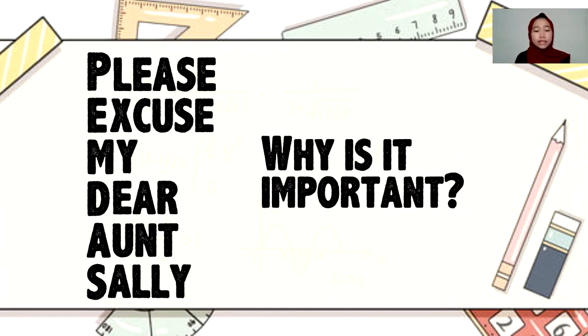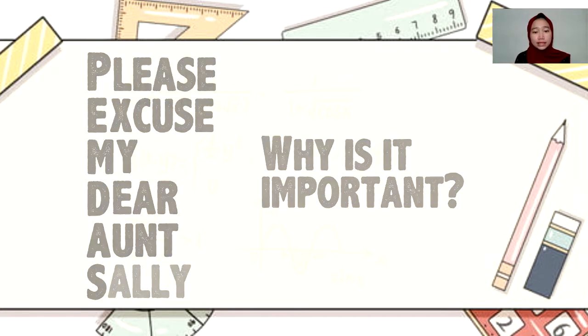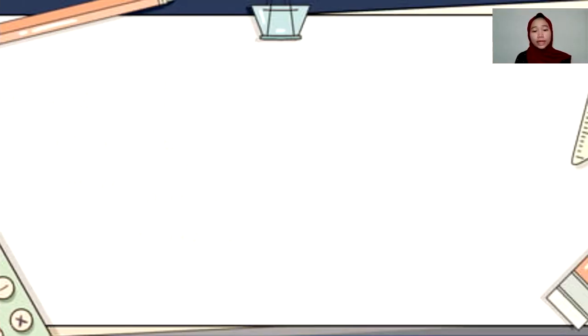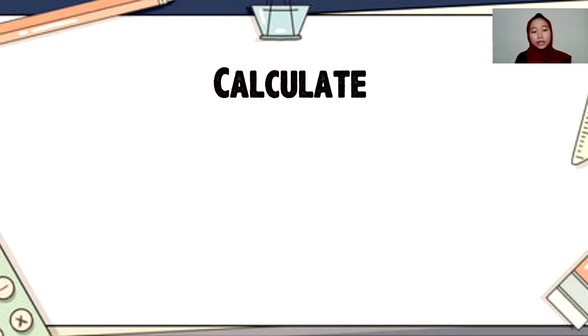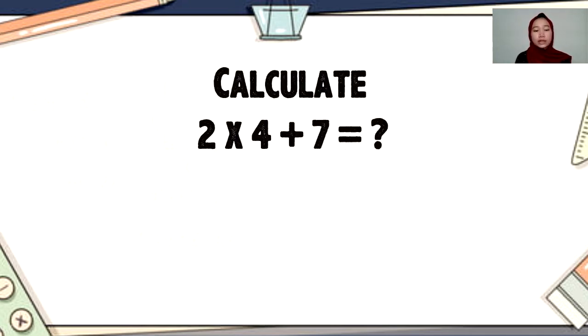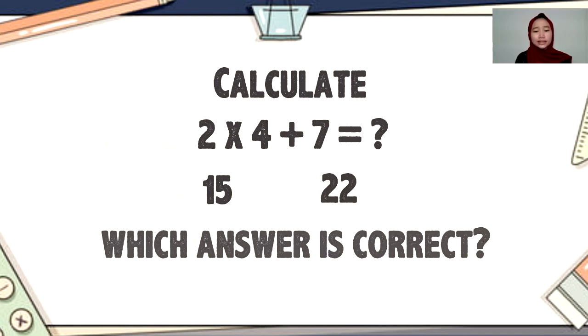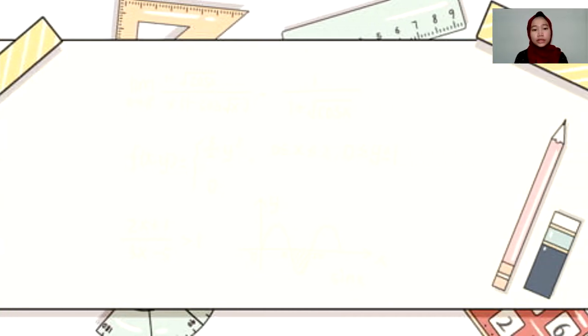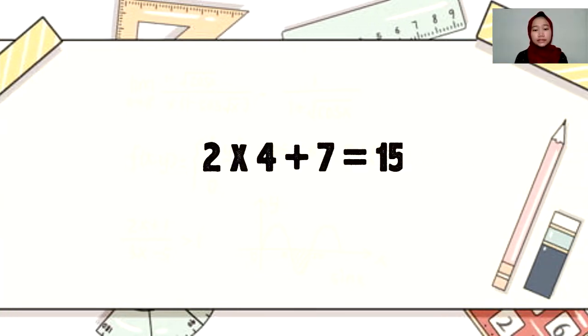So why is PEMDAS important? Without PEMDAS, there is no way to obtain only one correct answer. As a very simple example, to calculate 2 times 4 plus 7, I could multiply first and then add to get 15. I also have the option to add first, then multiply and get 22. So which answer is correct? Using PEMDAS, the only correct answer is 15 because the order of the letters in PEMDAS tells me that multiplication M should be performed before addition A.